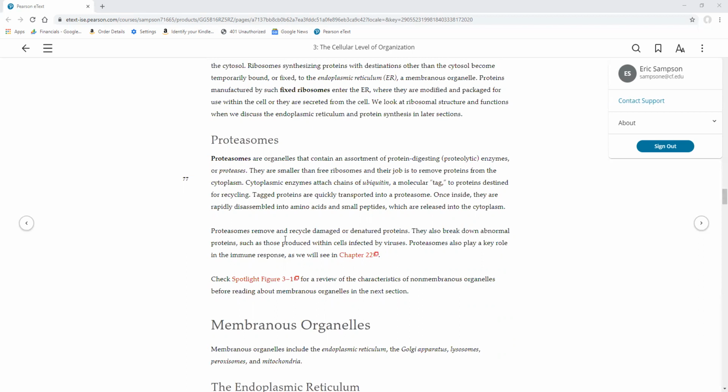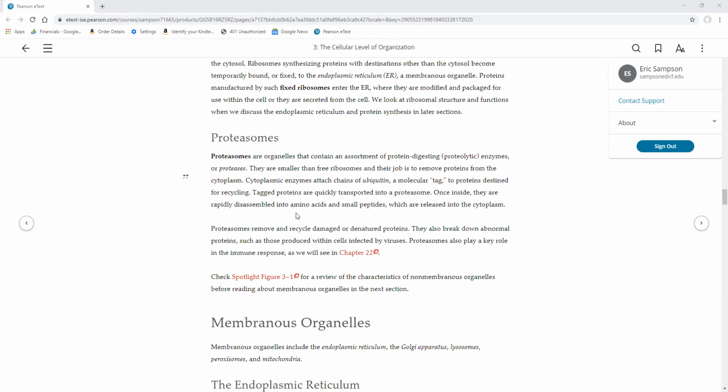Proteasomes are organelles that contain an assortment of enzymes. Okay, cytoplasmic proteins contain attached chains of ubiquitin, a molecular tag for proteins destined for recycling. Tagged proteins are quickly transported into the proteasomes. Once inside, they are rapidly disassembled into amino acids and small peptides, which are released into the cytoplasm.